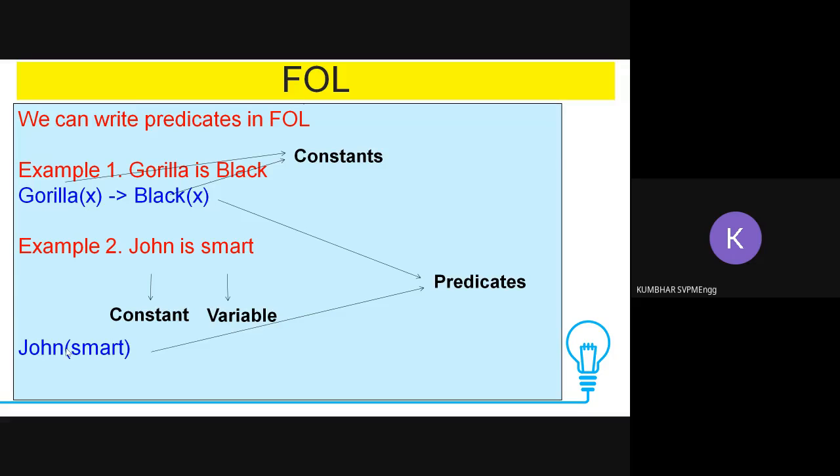In these two, John, black and gorilla are the predicates. This one statement, if X is a gorilla, then X is black, is one predicate we have written. Or John is smart is another predicate we have written. So understand what a predicate is. In FOL, we can write predicates. This is the first predicate and this is the second predicate. Every predicate is expressing some statement. Okay, let's go for a few more examples, then you will be more confident about it.